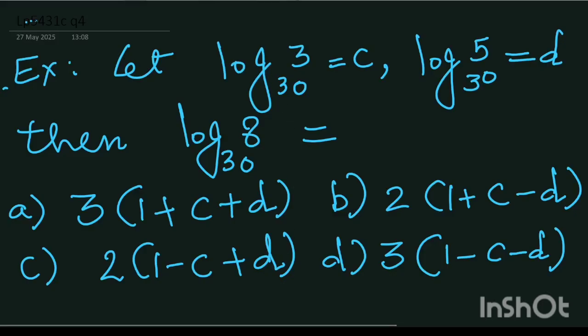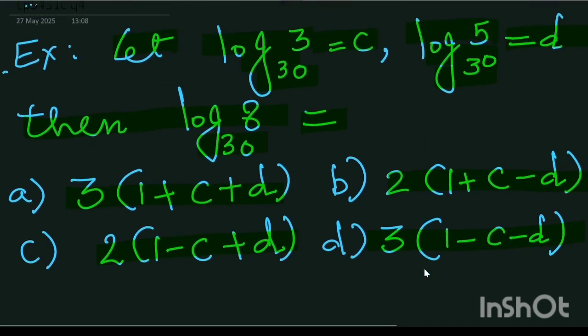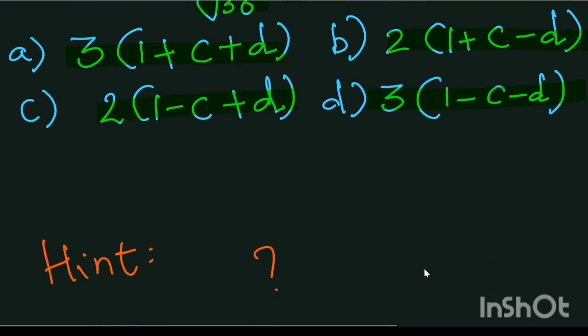Let's take an example, guys. Let log 3 base 30 be c, log 5 base 30 be d, then log 8 base 30 is equal to what? There are 4 options given. 3 times (1 plus c plus d), 2 times (1 plus c minus d), 2 times (1 minus c plus d), 3 times (1 minus c minus d). So how can we approach this question, guys? What is the hint to this question?